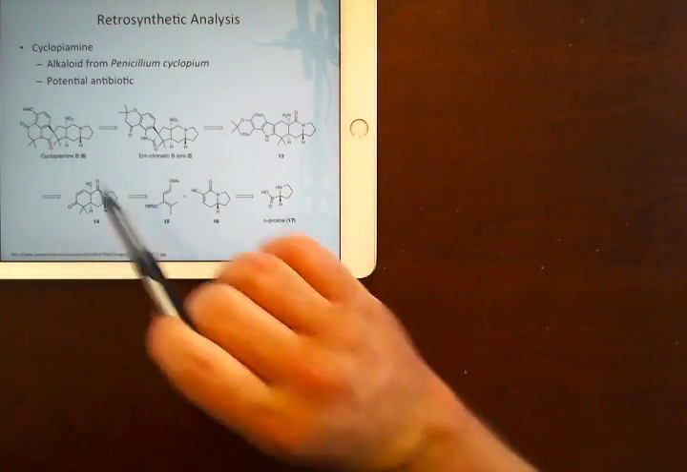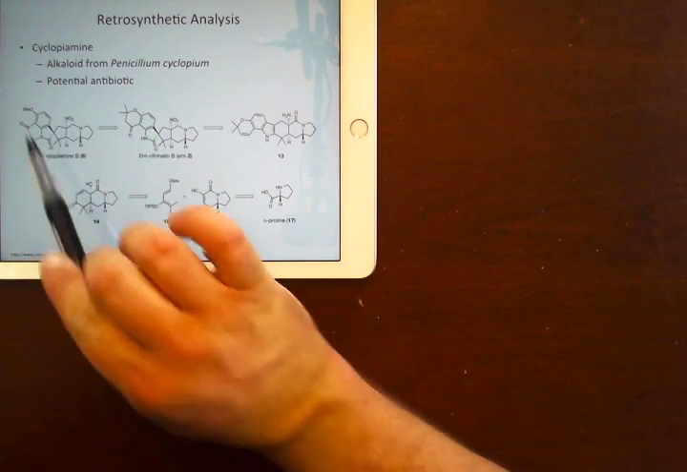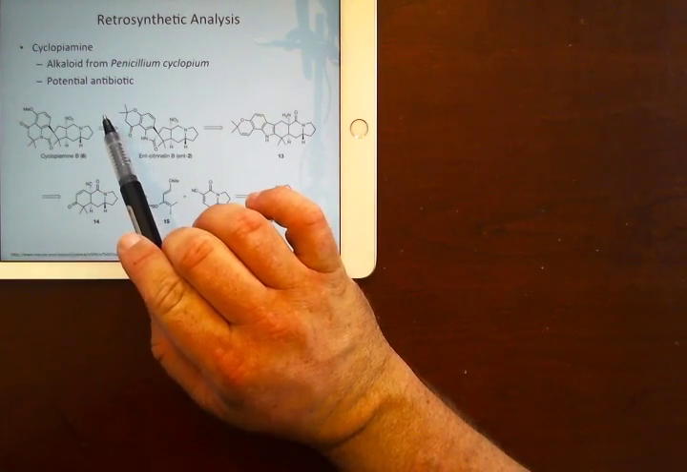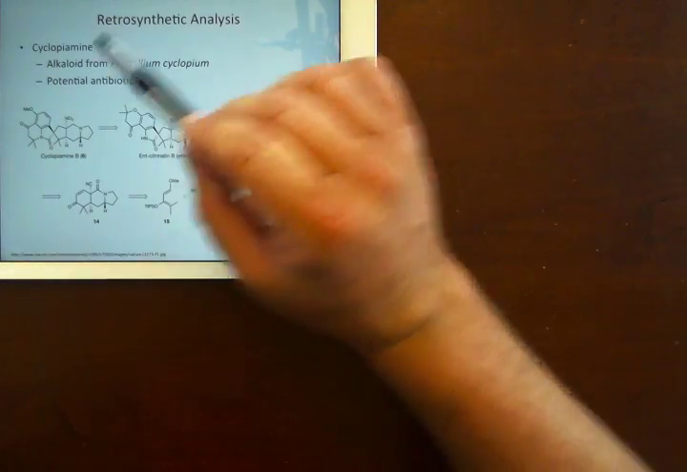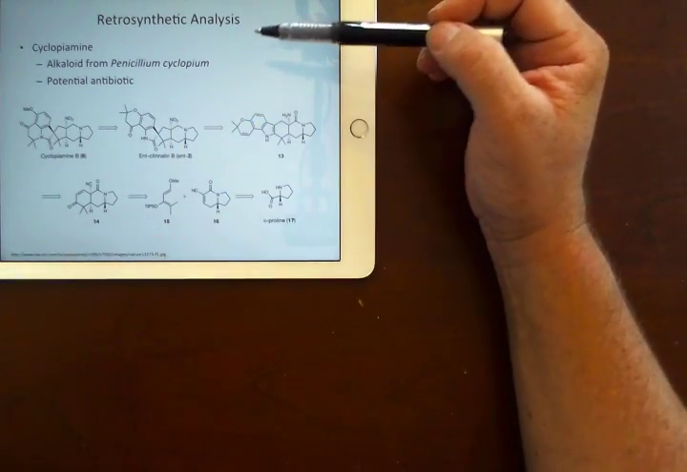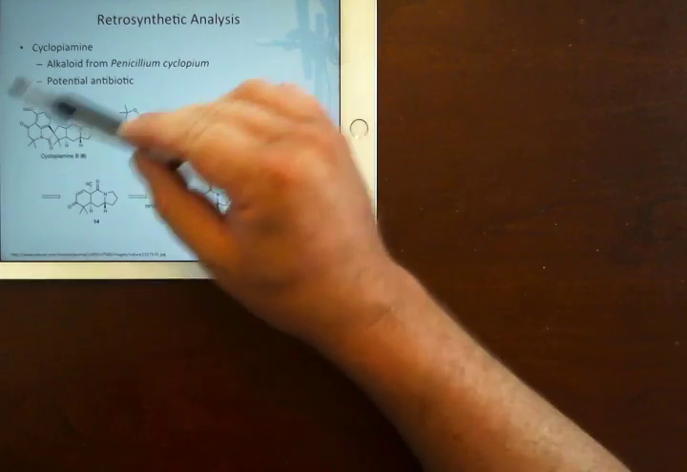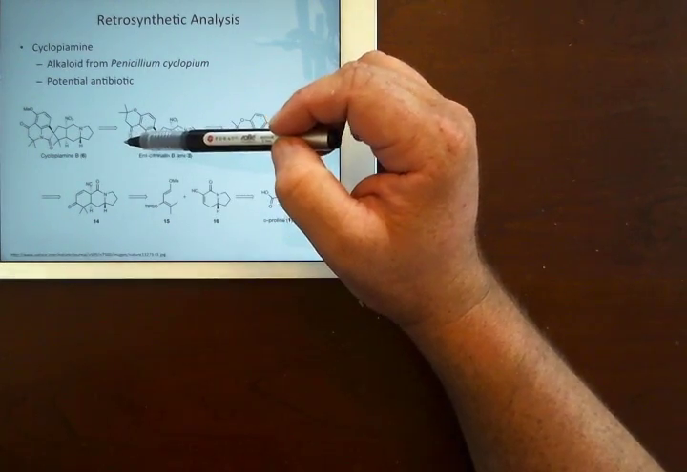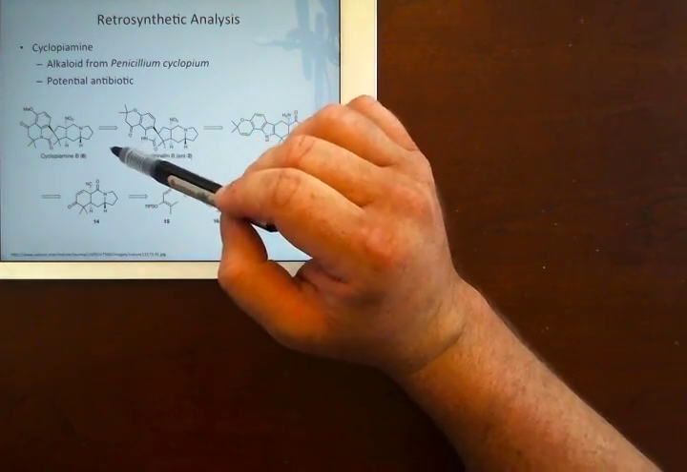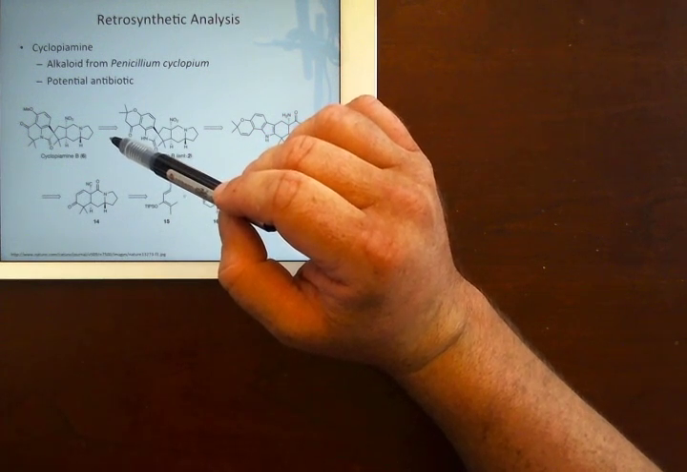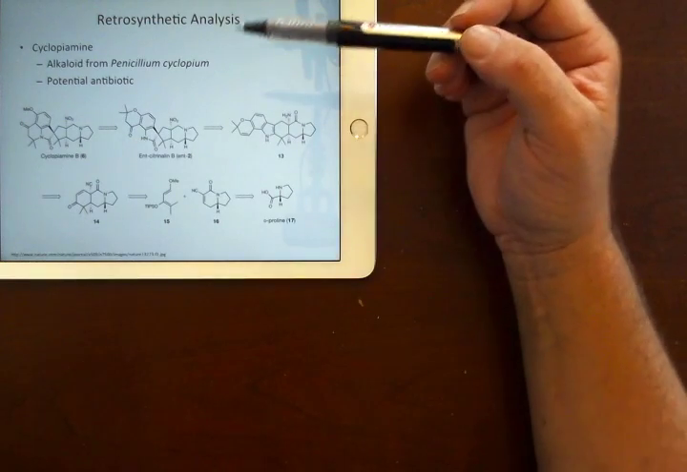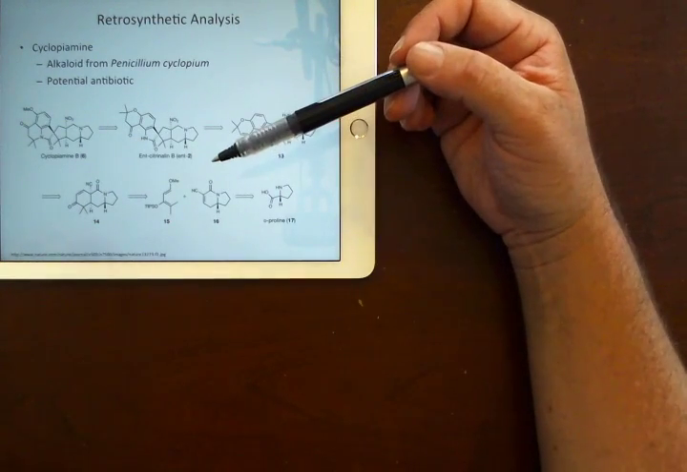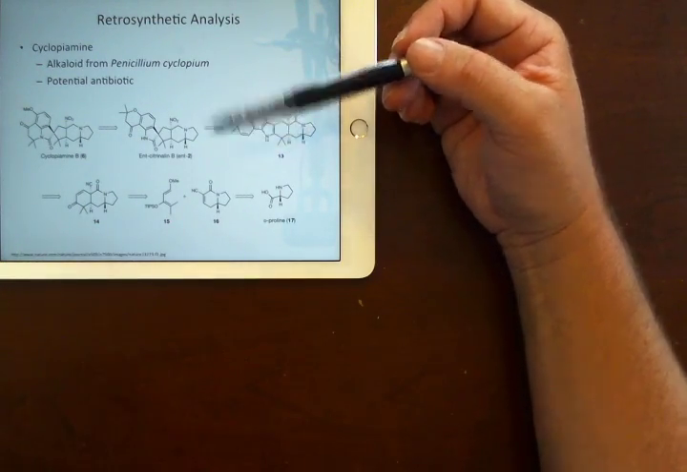So this is one of the ones I found. It's cyclopamine. It's a potential antibiotic. It's produced by this penicillium compound. This component, if I remember right, can lead to birth defects where it looks like you're a cyclops. If cattle get into this and the cattle is born, it'll only have one eye in the middle of its forehead.